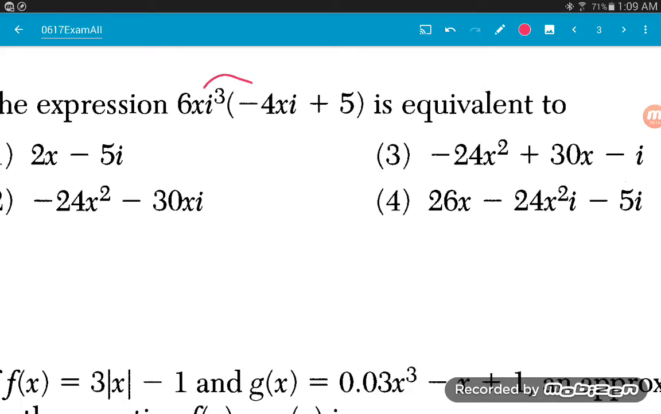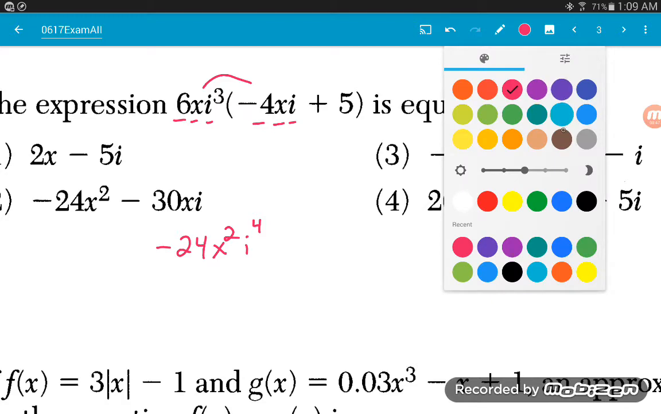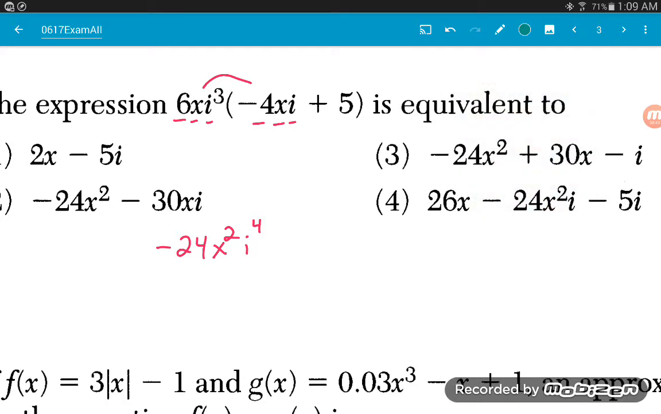When I distribute, I'm just multiplying. So essentially my first multiplication is this term times this term. When I multiply, I'm only multiplying the like terms. So I'm multiplying 6 times negative 4. That's going to get me negative 24. Now x times x is going to give me x squared. i cubed times i is going to get me an i to the 4th. I'm not done. I still need to multiply the other term.